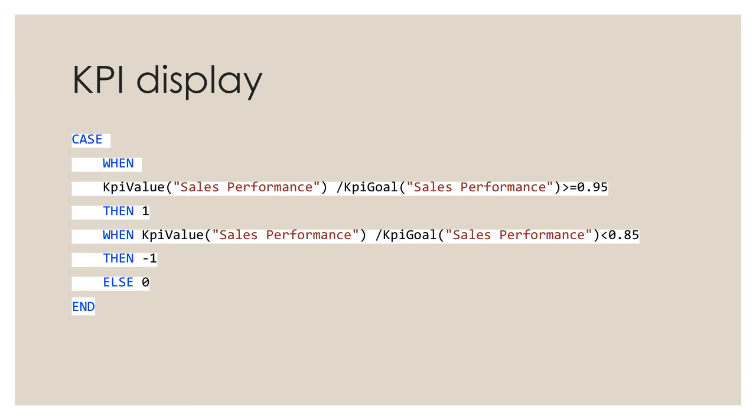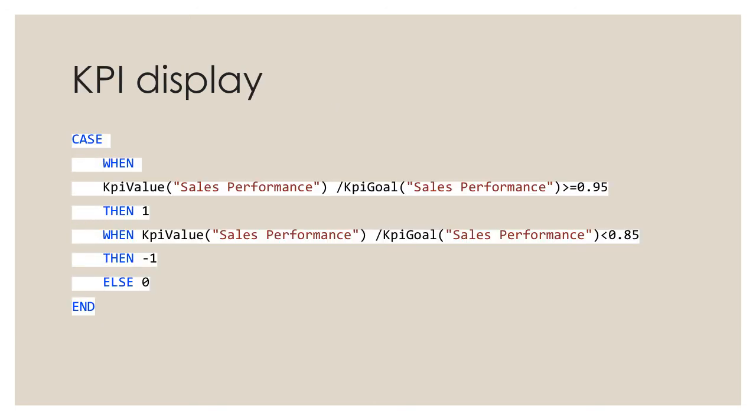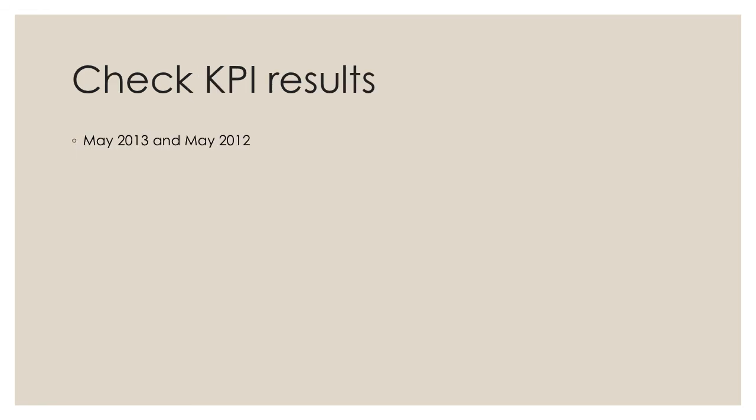And then we have our KPI display, which basically just shows you a green light and a red light. And all you have to do is put the case here as a calculated member when you design the cube, and put the KPI display under the KPI. Then you should be good. Let's take a look.